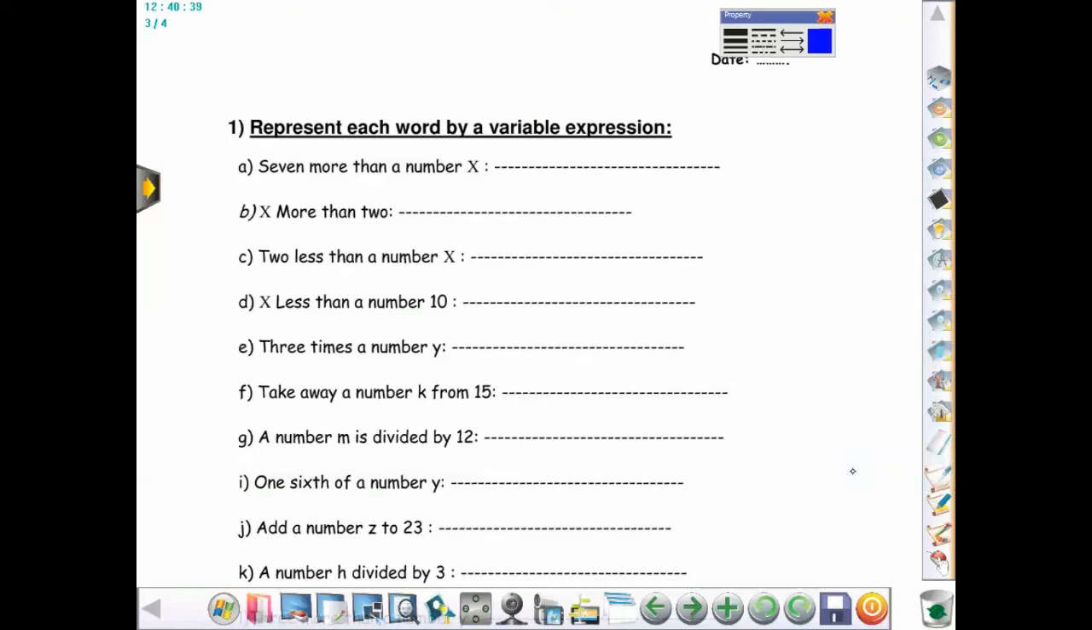Let's write together. The first word was 7, so I have to write the digit 7. More than. In the previous page, I said if we find the word more than, which means plus. So the expression will be 7 plus x. 7 more than a number x, which means 7 plus x. Okay? Letter B, x more than 2. Same. X more than means plus 2.